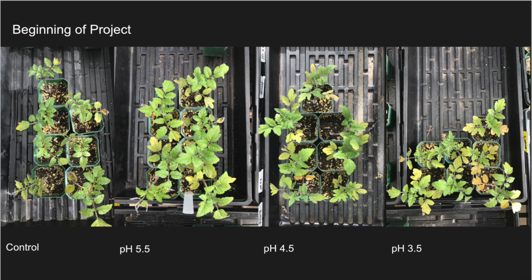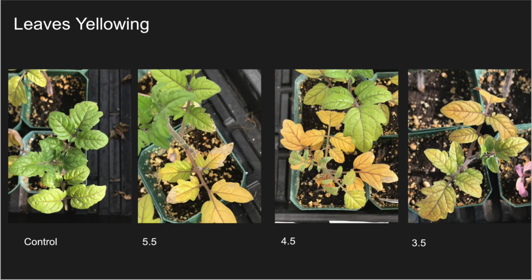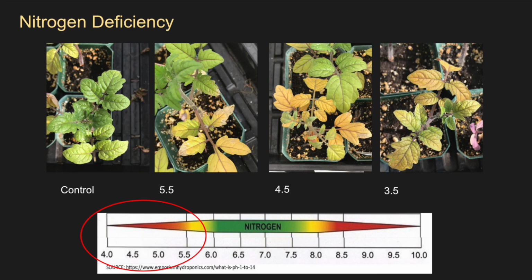In our overall physiological observation, we noticed a change in leaf color. The leaves turned yellow and purple. We noticed that the treatment groups 3.5 and 4.5 had higher concentrations of yellow and purple leaves. The changes observed in our tomato leaves indicate several nutrient deficiencies.